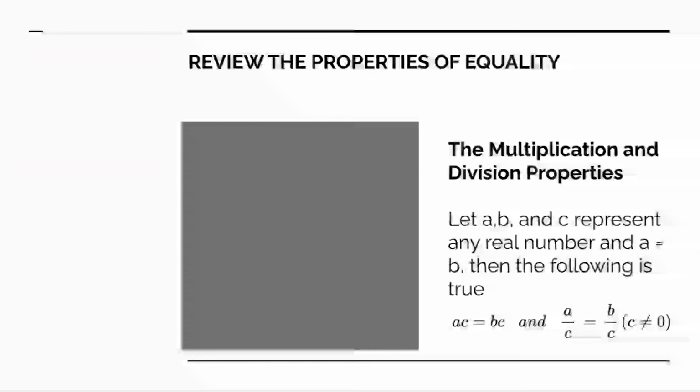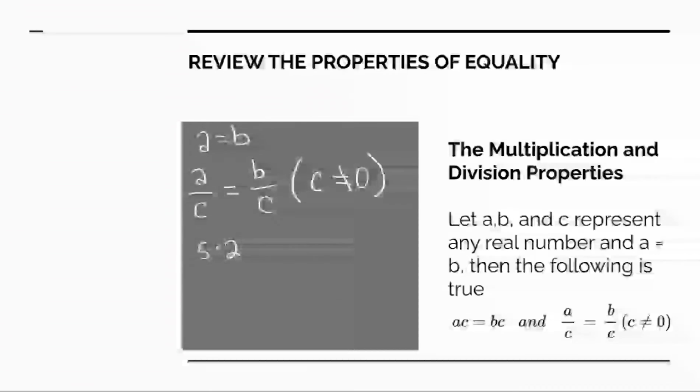Now, with the division property, when A and B are equal, if we divide both of them by the same value C, then they're still equal. But remember, C cannot equal 0. We can't divide by 0. We just can't. So if I had 5 times 2 is equal to 10 times 1, these are both true statements. They both equal 10.